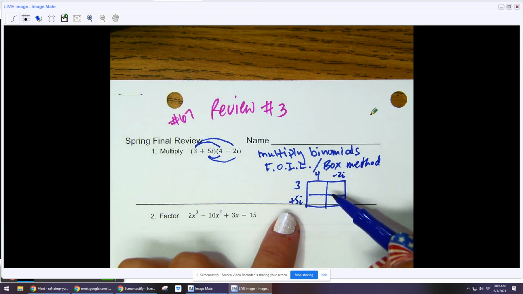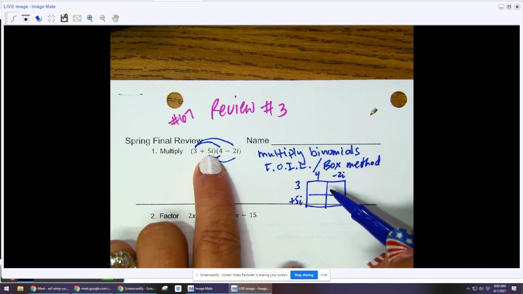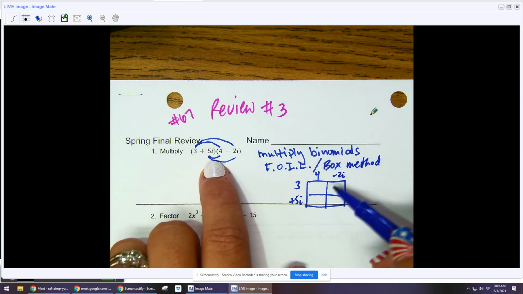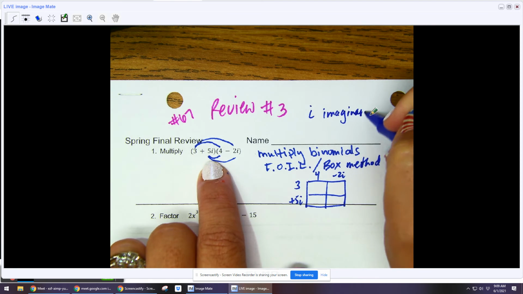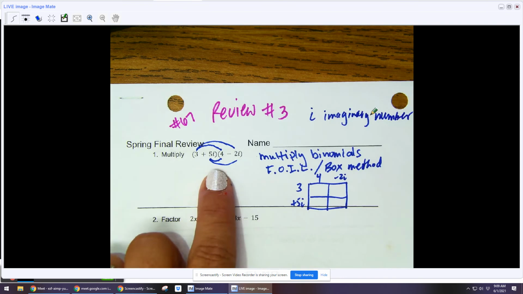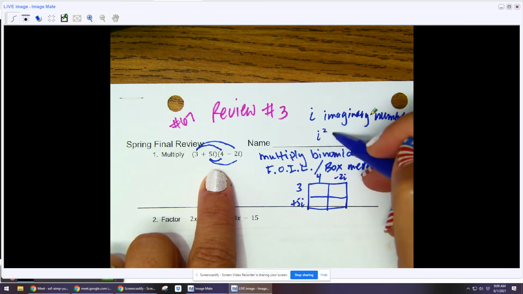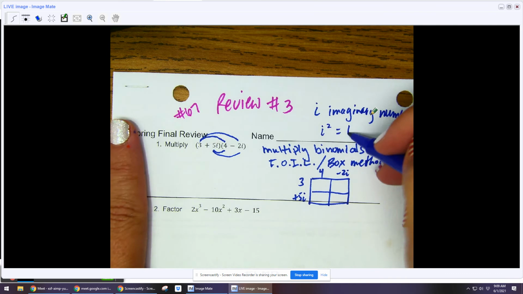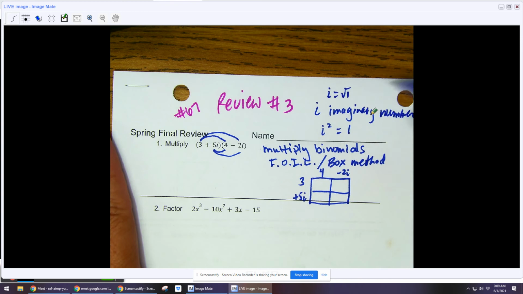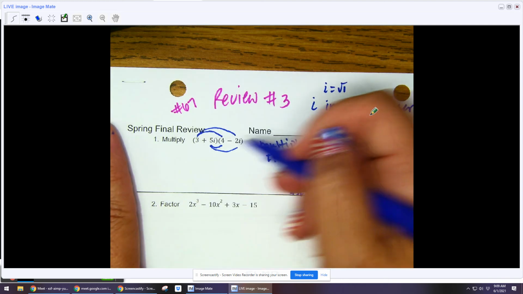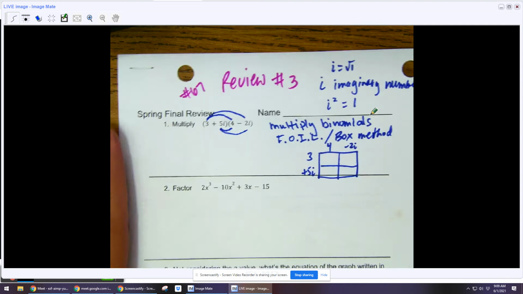But besides multiplying binomials here, we also need to talk about this letter i. i was our imaginary number. And for the most part, we're just going to treat it like a variable as we're multiplying. But if we get to the end and we have an i squared, we know that i squared is equal to negative 1 because i is equal to the square root of negative 1. So square root of negative 1 times square root of negative 1 equals negative 1. So we have to have this kind of in our toolbox in our back pocket while we're just going through and foiling. Let's see what happens.